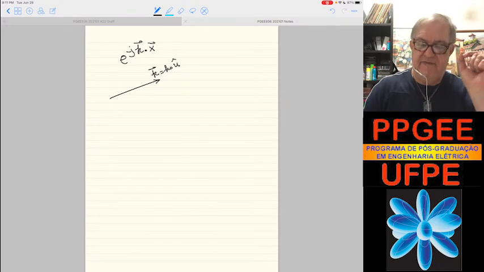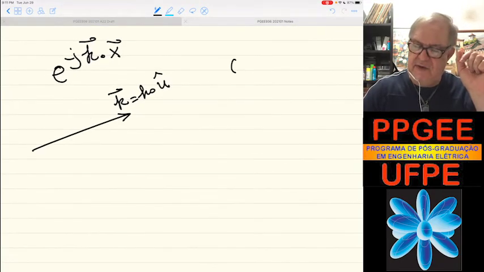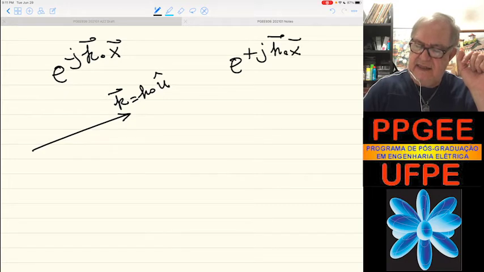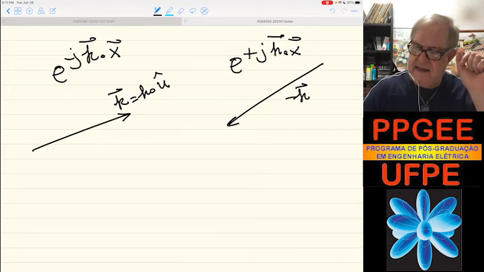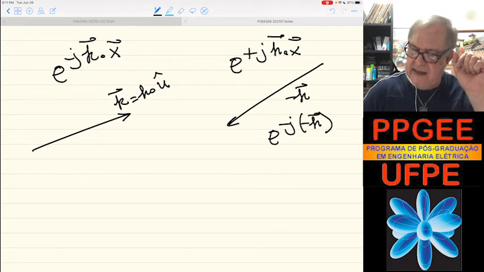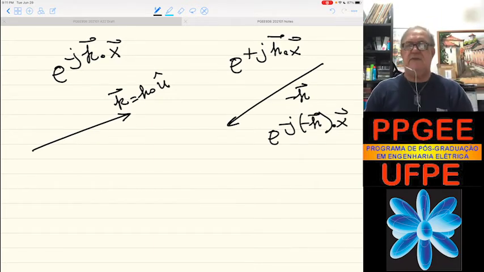That's what it is. If I had written exponential of plus jk dot x, that would be a wave propagating along the direction of minus k. So here it is exponential of minus j minus k dot x. So it's a wave that propagates along the other direction, right? Minus k.